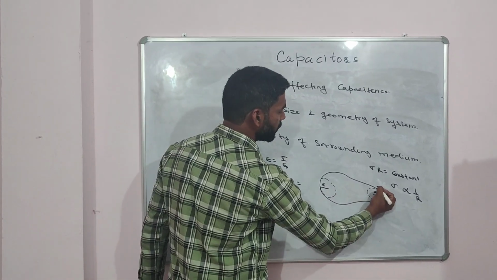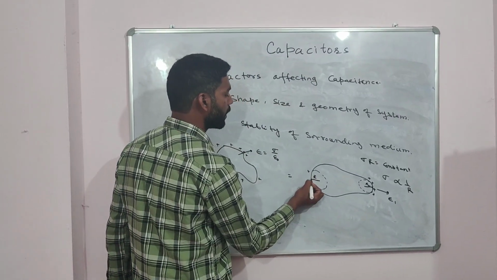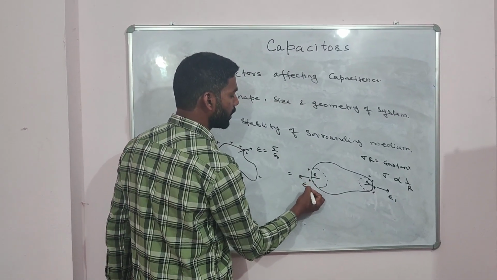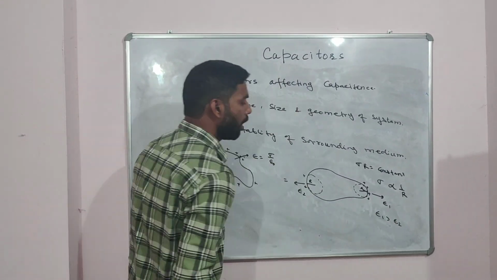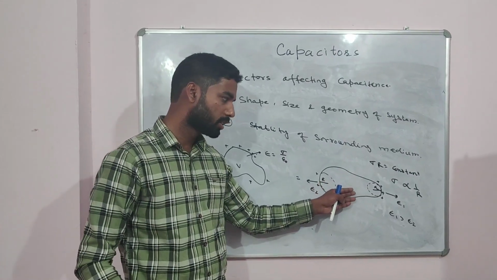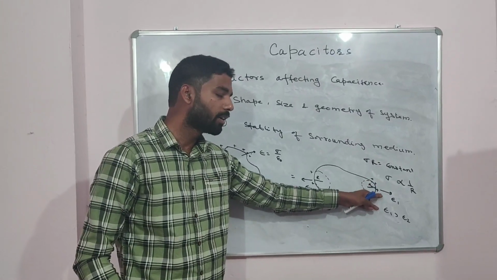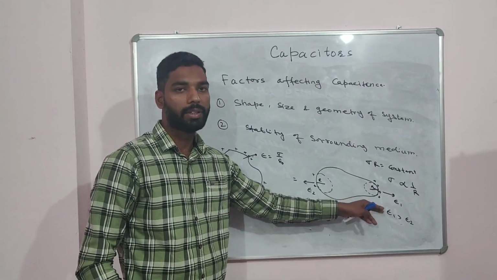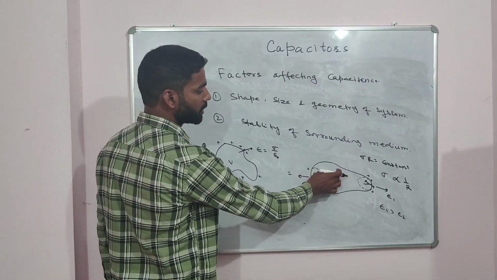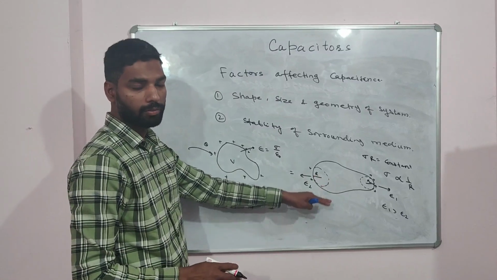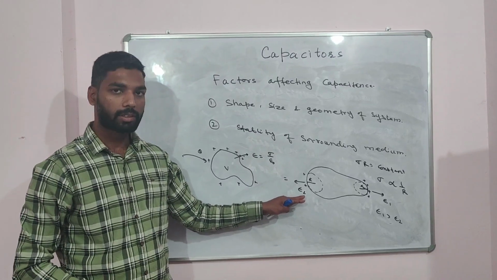So the charge density here will be more, so the electric field will be more. And here the charge density will be small and the electric field will be small. E1 is greater than E2. If we keep supplying the charge, at some point this electric field can reach the breakdown voltage of this medium and the charge will start leaking out. So it will limit the capacity to hold charge on the surface. So the shape, size and geometry determine the capacitance of the system.